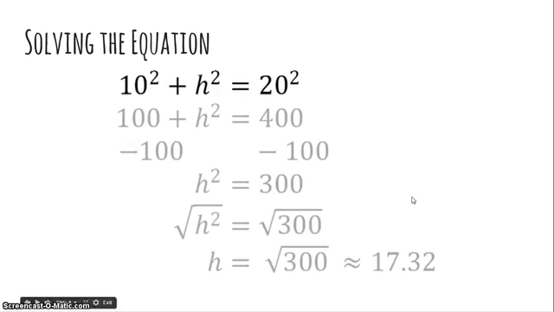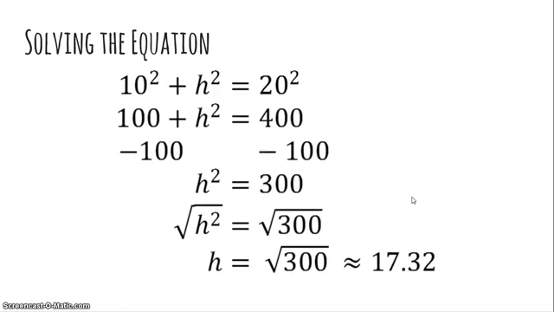Now, take a moment to compare your work with ours. You can see I squared both of the exponent terms to be 100 and 400 respectively. Then I subtract the 100 to get all the constants to the other side of the equal sign. Then finally, I take the square root of both sides and I end up with my answer, h equals the square root of 300, which is approximately 17.32.